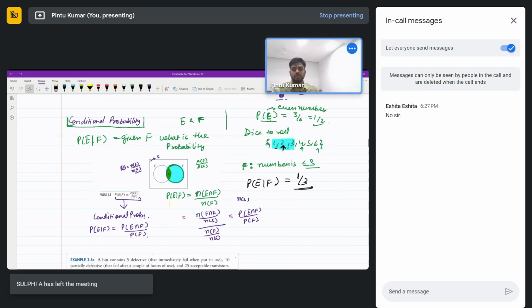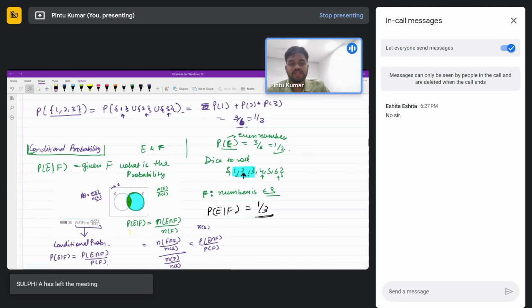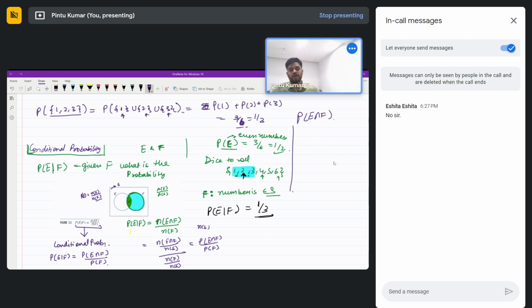Okay, so let's apply this to the example that we solved by brute force and see if it is applicable over here. What is the probability of E given F? Here E was the event that the number I obtain on my dice is an even number, and F was the event that the number is less than or equal to 3. What is E intersection F? There is only one element, so its probability would be 1 by 6.